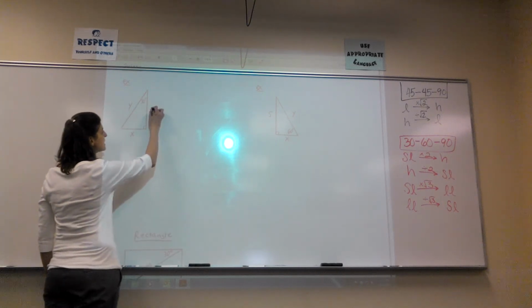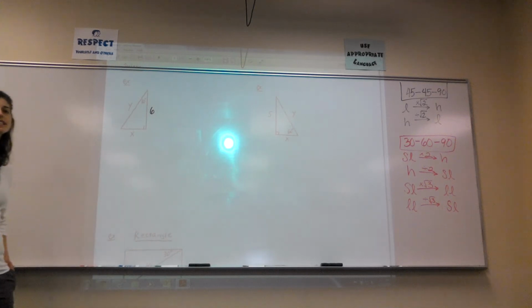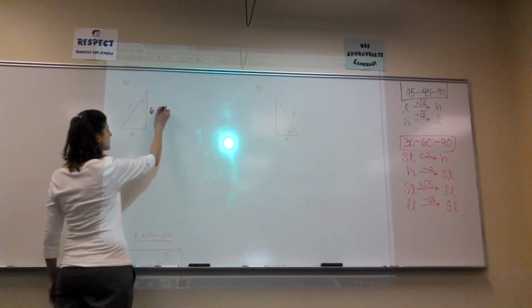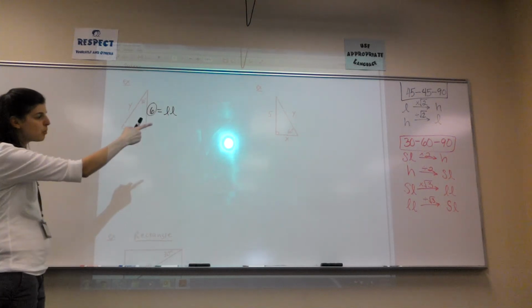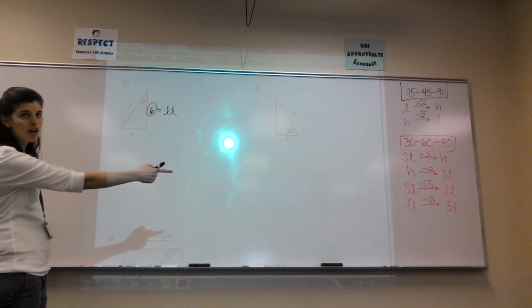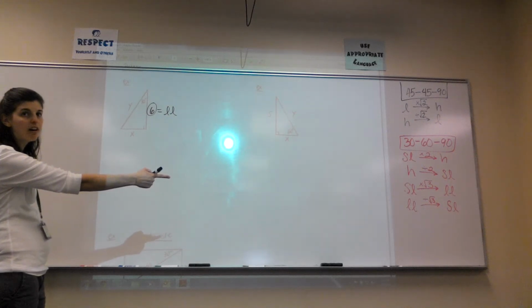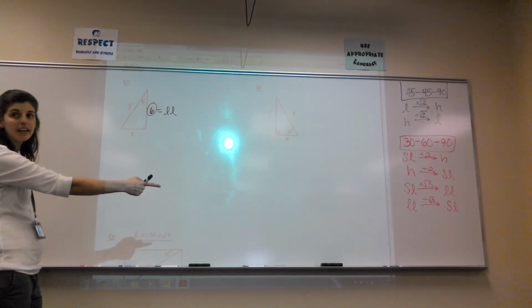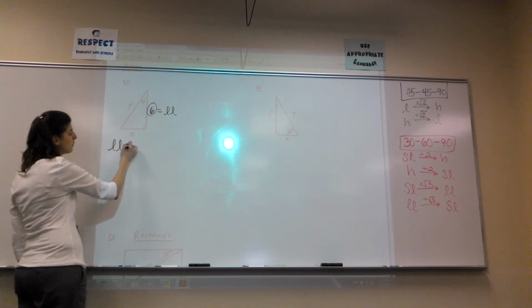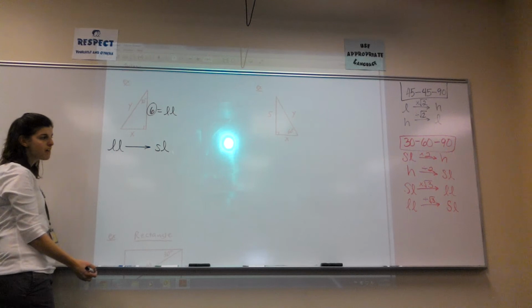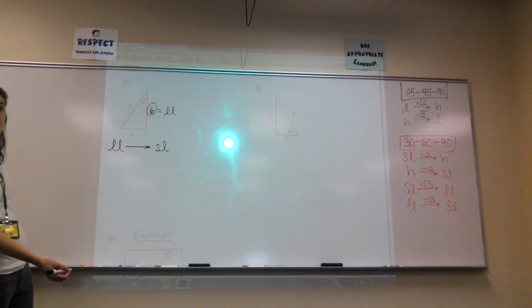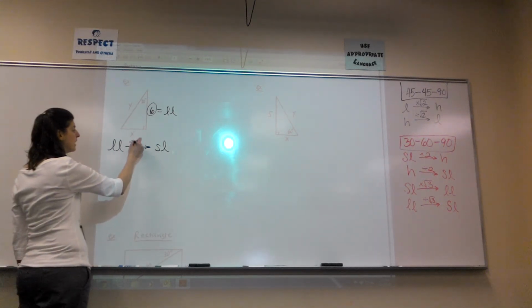All right, let's try these. So here you have 6. Is 6 the short leg, the long leg, or the hypotenuse? Long leg. Okay, so 6 is the long leg. Therefore, I need to find what else I can figure out from the long leg. What can I get to? The short leg. The long leg will take you to the short leg if you do what? Divide by the square root of 3.